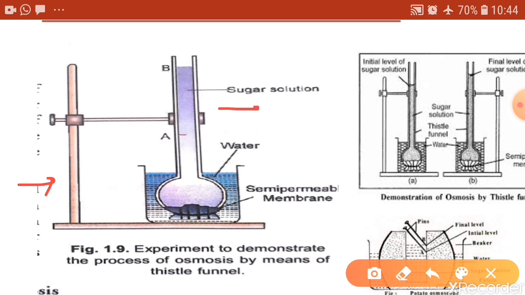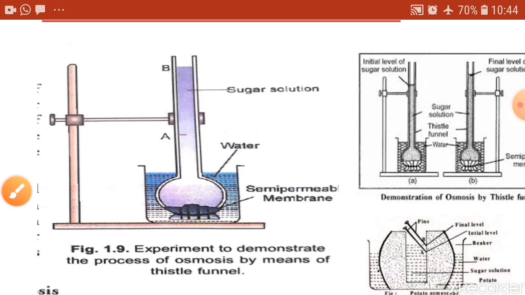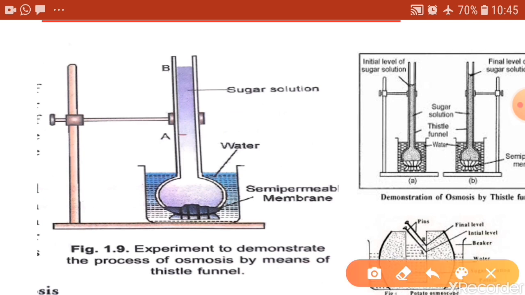This funnel that you see is called a thistle funnel, which has an opening at the base. So what we do is we take a thistle funnel, and the bottom of the thistle funnel, this side, we close it with a semi-permeable membrane. Parchment paper, animal bladder, or cellophane sheet are all examples of semi-permeable membranes.